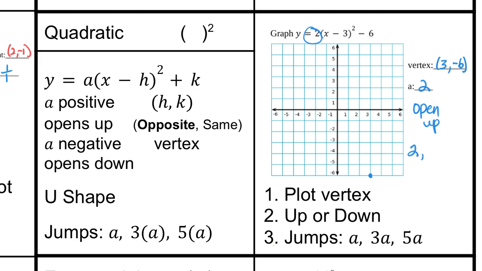The next jump is 3 times the A value, or 3 times 2, which is 6. And then if we have room for a third jump, it's going to be 5 times the A value, or 5 times 2, which is 10. So what that means is from my vertex, I'm going to go up 2 to the right 1, and up 2 to the left 1. And then from those points, I'm going to go up 6 to the right 1 and do the same thing in the other direction. That is all I have room for, and I'm going to make a nice curve.